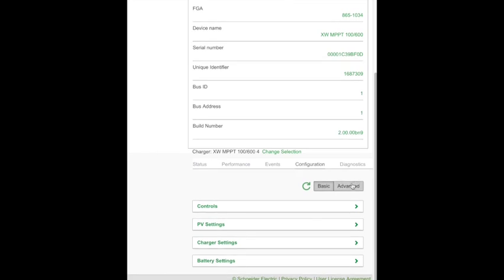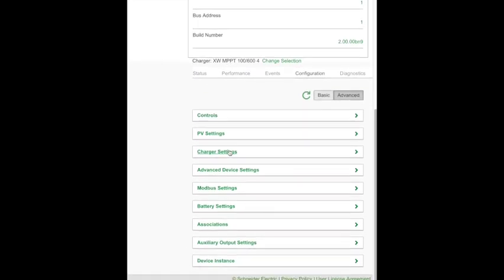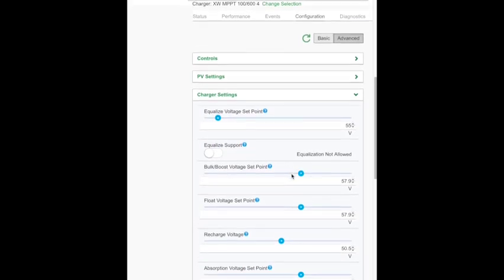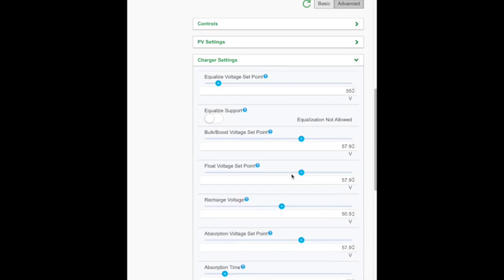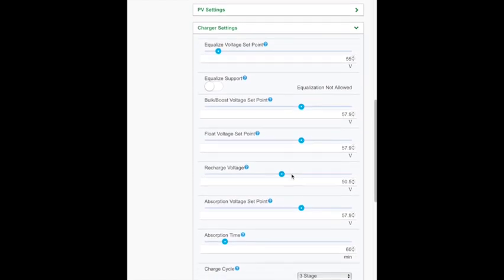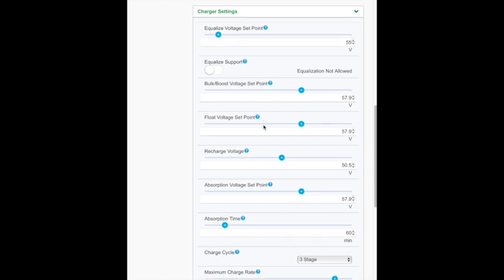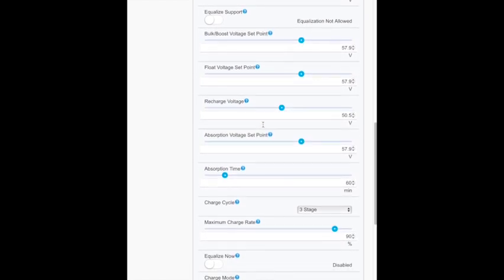Okay, so now we're going to go into settings. Advanced gives you more viewings if you don't know the system. It lets you see a lot more settings. Without advanced, it's basic, but it's still more than enough for most people. So I get 57.9 set for bulk, float, and absorb. That is the recommended. I do not run equalization support. You don't do that with lithium ion batteries.